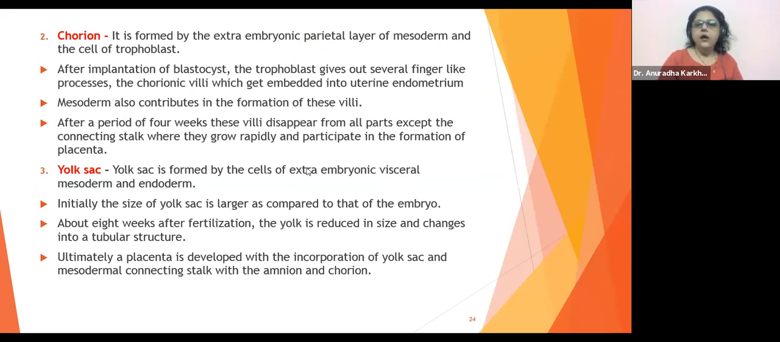Yeah. Any difficulty with chorion formation? Understood what is chorion? पक्का? कोई problem नहीं समझने में?